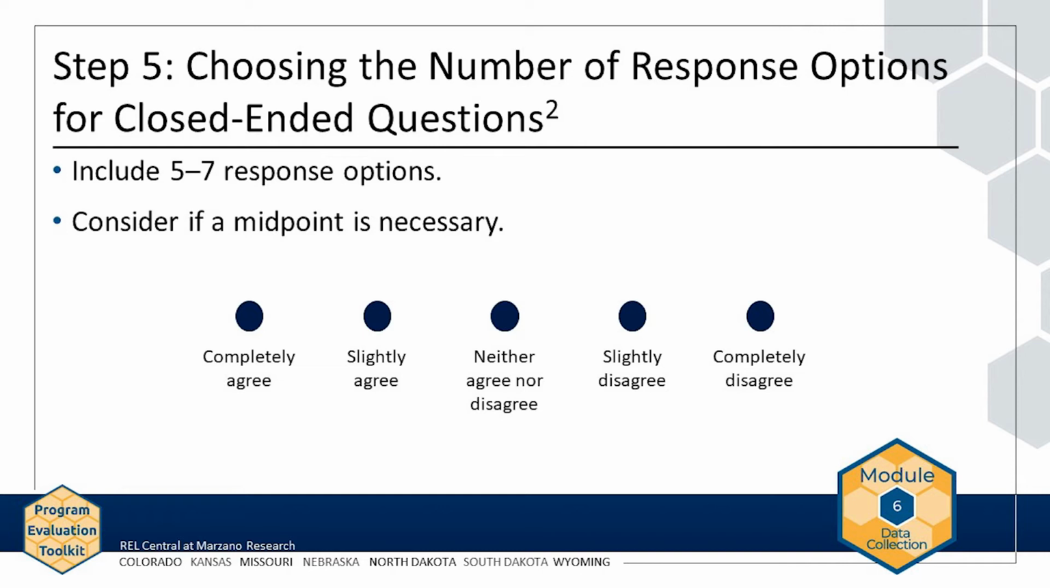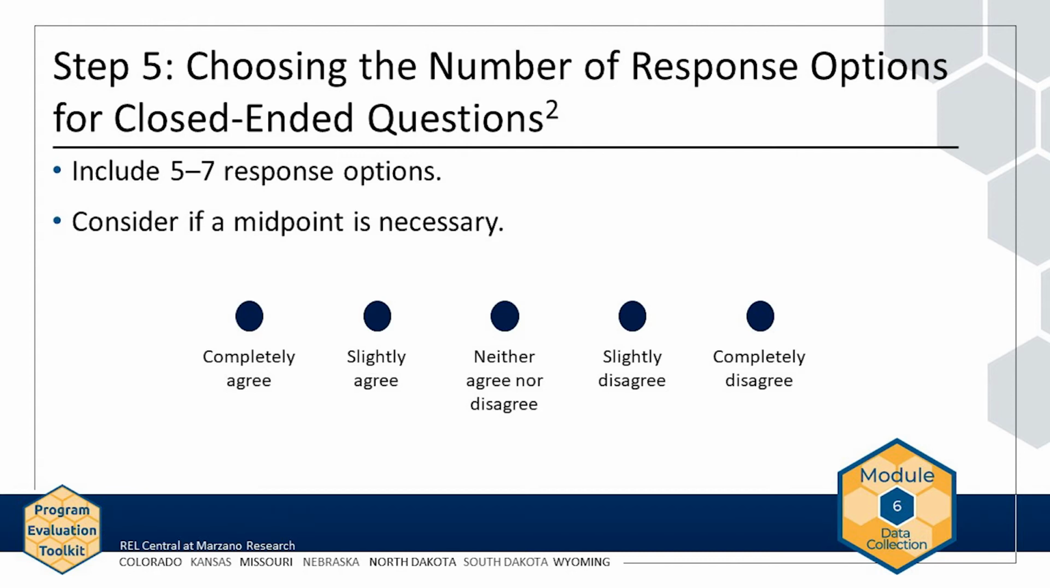Also consider whether a midpoint in a rating scale is necessary. A rating scale with an odd number of response options, such as 5, has a midpoint, such as the third option. Respondents can select a midpoint to remain neutral or undecided on a question. However, respondents might also select the midpoint because it is the easy option and they don't have to consider the other options, as they would have to if there were an even number of response options like 4.